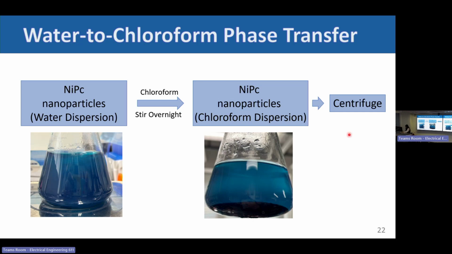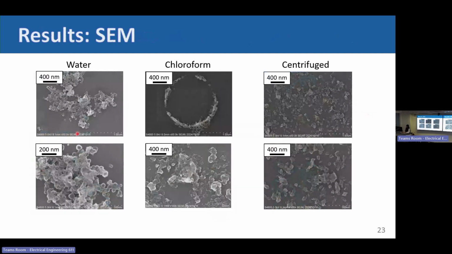The reason I centrifuged it is because you can see in the TEM, these are in the water and these are in the chloroform. We can see that there are still many large clumps of particles that don't disperse very well. So after the centrifuge, we can separate the larger ones from the solution and get the smaller ones, which are better for spin coating.